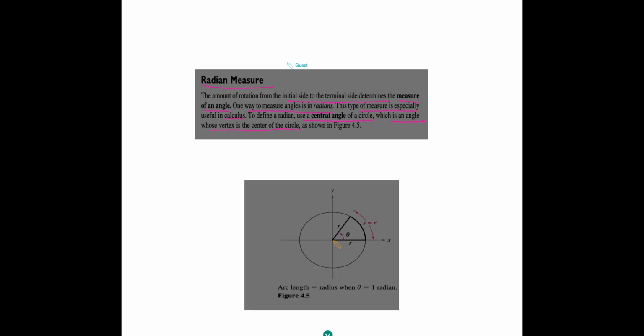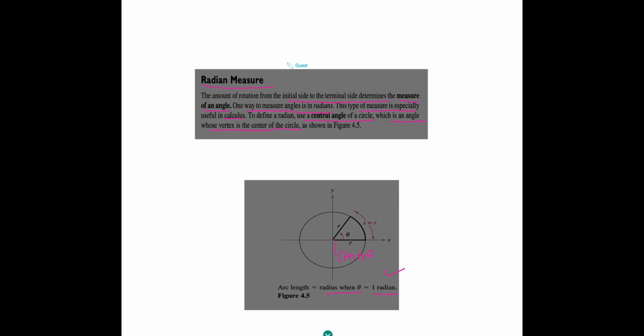Central angle, right? It is an angle whose vertex is the center. We can see that the vertex is the center of the circle. So that's why it is the central angle. Arc length is the radius times theta, right? Arc length is the radius times theta. That gives 1 radian.